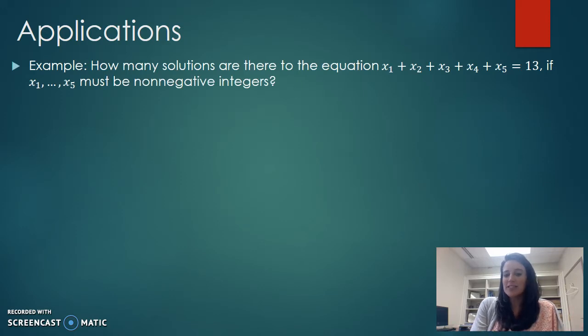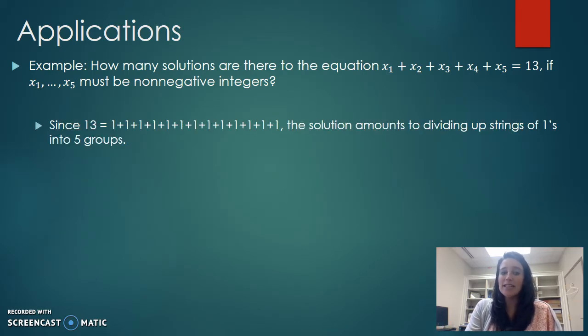Now let's just look at some cool mathematical examples of how this could be used. We could answer questions like, how many solutions are there to the equation x1 plus x2 plus x3 plus x4 plus x5 equals 13 if our x's must be non-negative integers. So non-negative means we can have 0, we can have 1, 2, anything up to infinity. So non-negative integers.